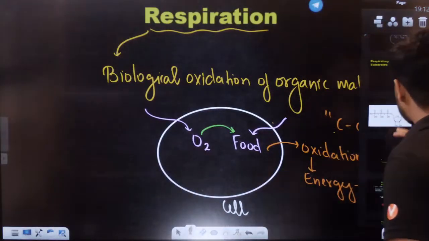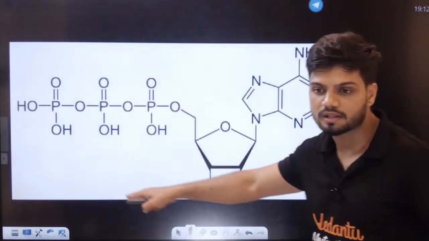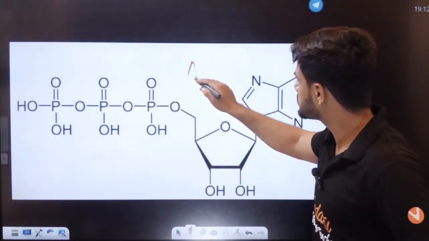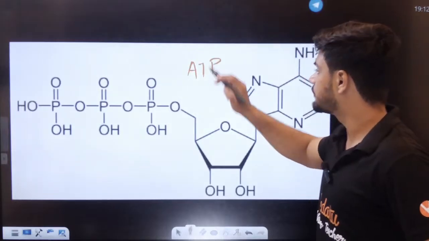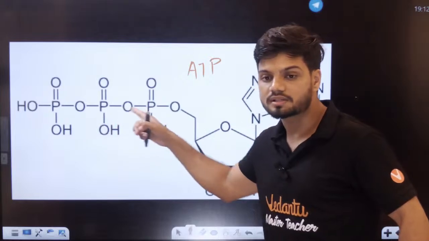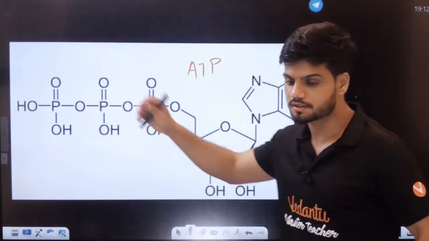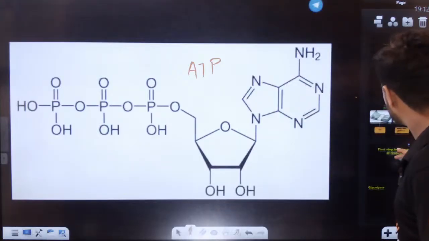Okay, students, I want all of you to know this is an ATP molecule. This is how an ATP molecule looks like, adenosine triphosphate. Here in this tail, all the energy is stored. All the energy we say, energy for our body, it is present here only, students.